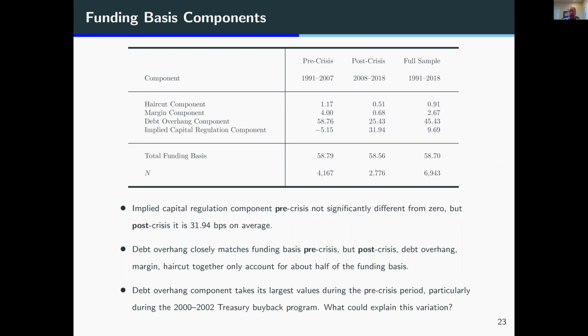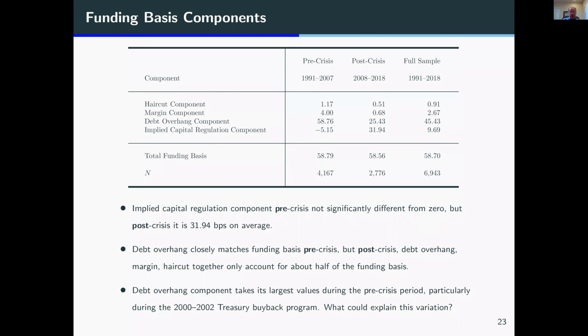The implied capital regulation component is interesting. It's close to zero or slightly negative pre-crisis, but post-crisis, it increases to about 32 basis points. And so what we get is this phenomenon that the total funding basis is about the same number, both pre-crisis, post-crisis, and over the entire period. Over a 30-year period, we've always had these balance sheet costs. It looks like the composition has changed: the debt overhang component has shrunk, but at the same time, the capital regulation component has become more important.